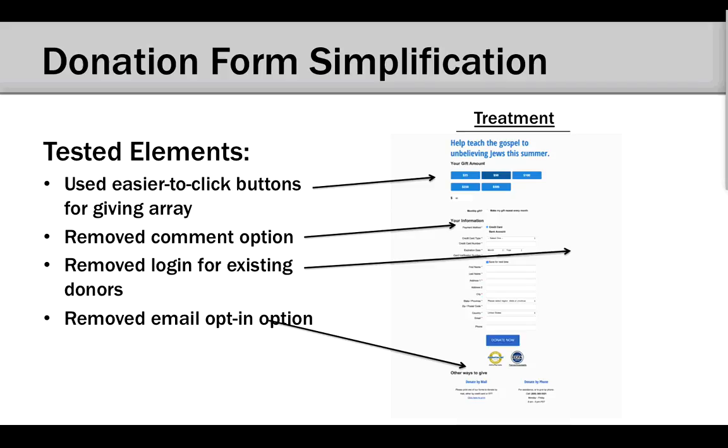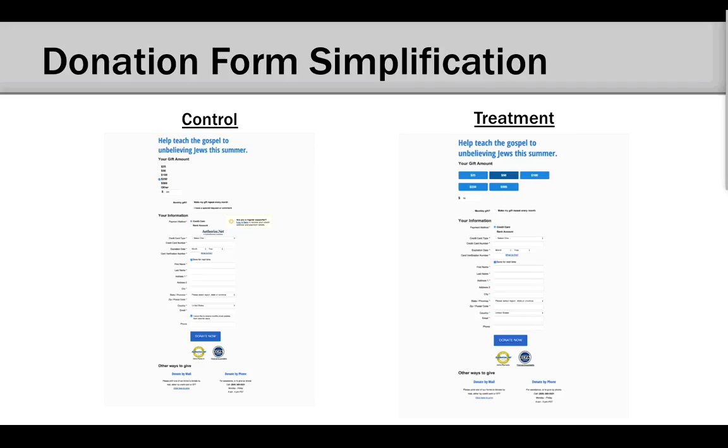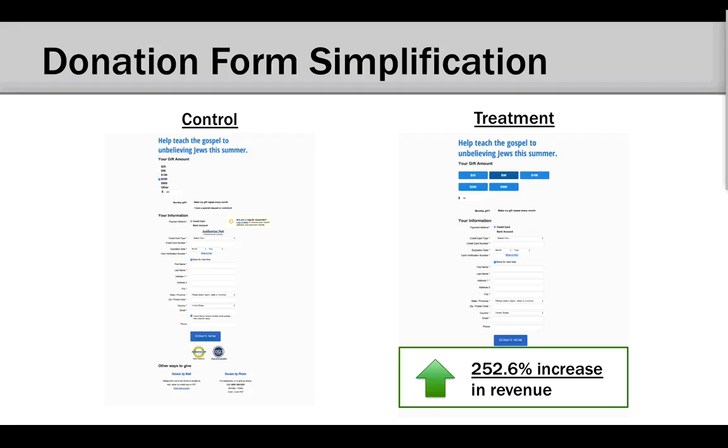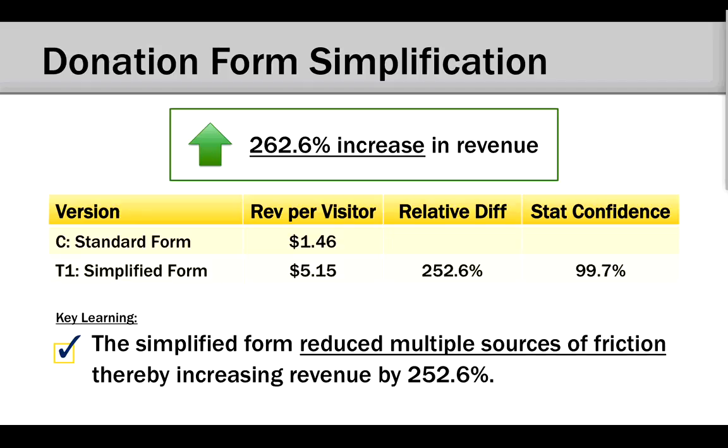And we removed the little email opt-in thing because that was a distraction. That's something we should have on a separate page. And so you can see the two pages here side by side, the controls on the left, the treatments on the right. And in our A/B split test, the treatment, this kind of blew us away, 252% increase in revenue. The key thing here is by reducing these multiple different sources of friction, we're able to get a pretty big gain on this page by making it easier for people to give their gifts. And so I'm going to go ahead and have Jeff come up here and join me again.